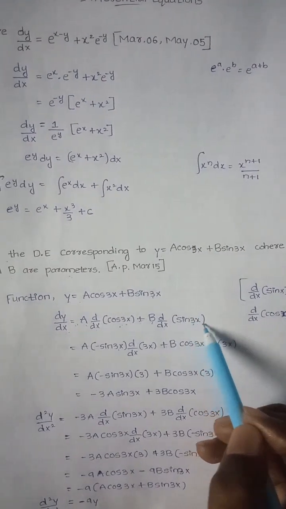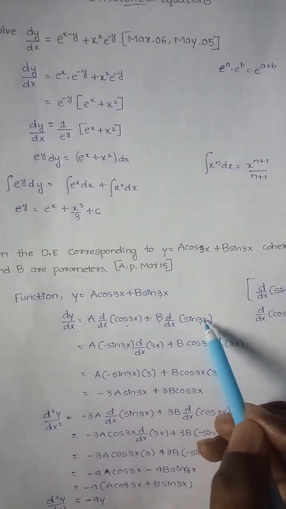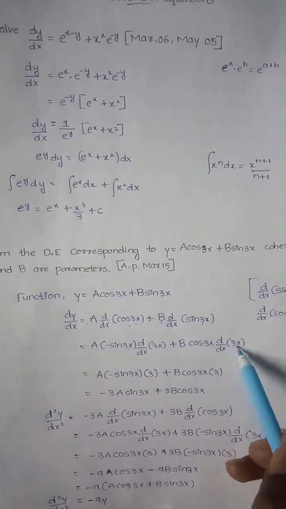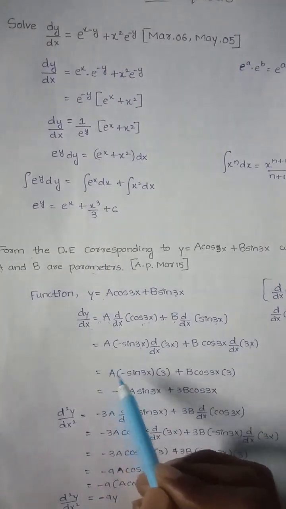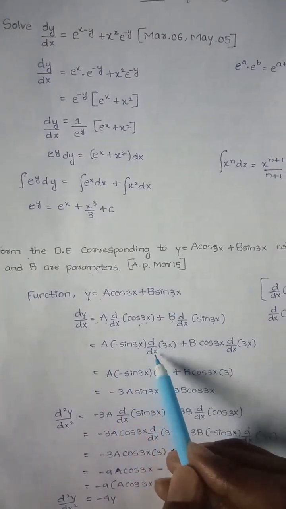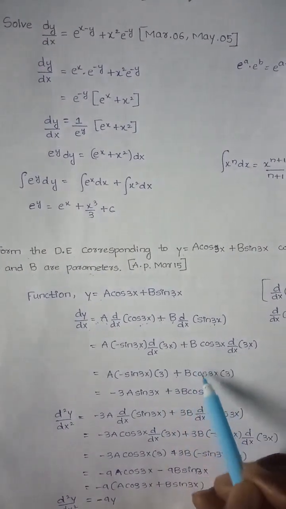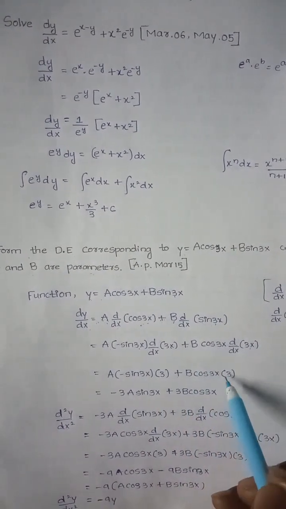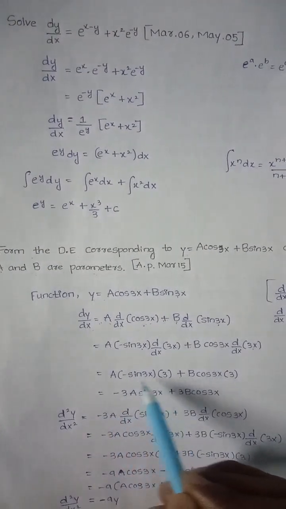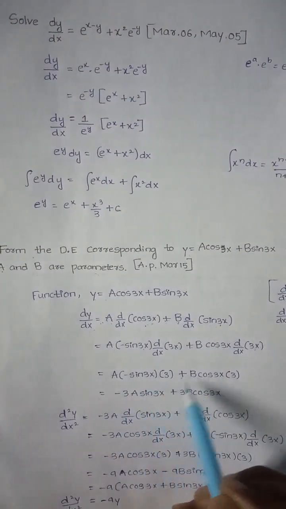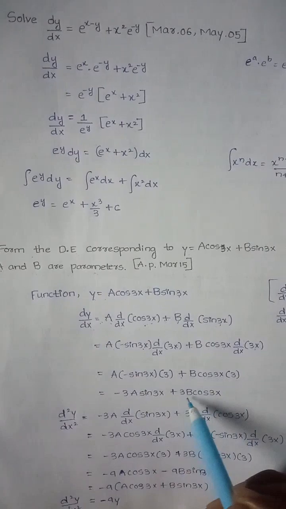Again, here we have 3x, so differentiating with respect to x, d by dx of 3x is 3. That is a into minus sin 3x, d by dx of 3x is 3, plus b into cos 3x, d by dx of 3x is 3, which is equal to minus 3a sin 3x plus 3b cos 3x.